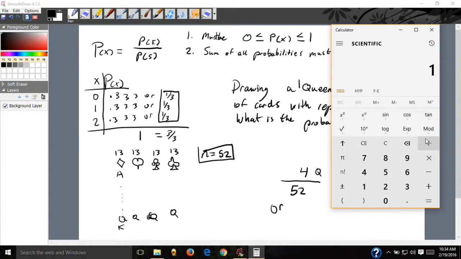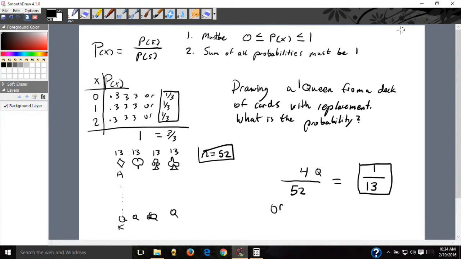Or if I were to put that in a calculator, 1 divided by 13 is 0.07. If I were to round it, 0.08. And if I even wanted a percentage, that'd be an 8% chance. So, if you were playing a deck of cards with somebody such as poker, you have an 8% chance of drawing a queen from a deck of cards.